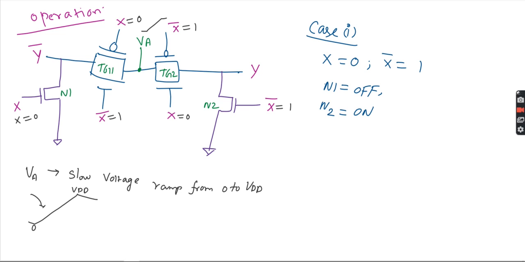You need to think that at the output Y there is a capacitance. Assume it this way, a capacitance on this side. Next, what about TG1? Is TG1 on or off? X bar is 1, x is equal to 0, then TG1 is on, because the NMOS is on and the PMOS is also on. What about TG2? TG2 will be off. Now, if TG2 is off, it won't pass.